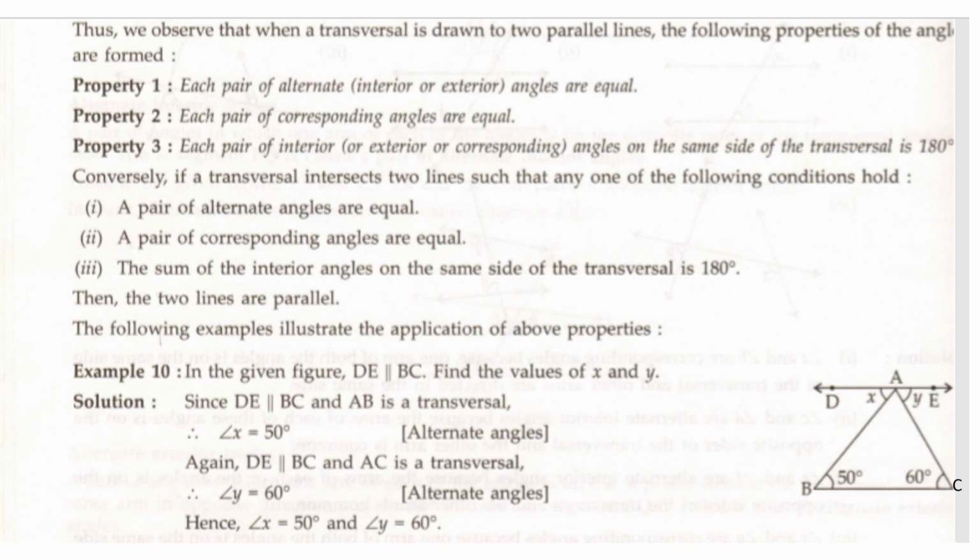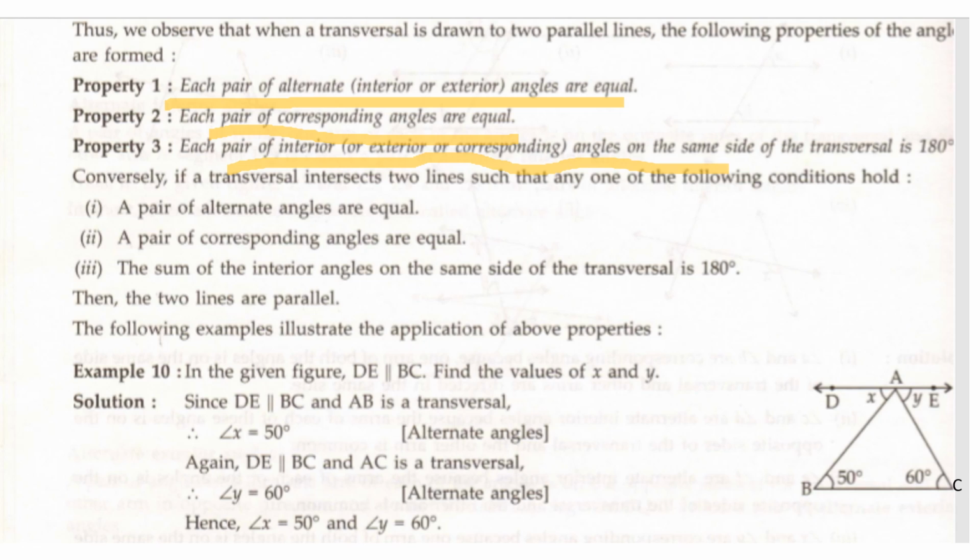Thus we observe, this is a screenshot of your book only, where they are talking about some properties. Each pair of alternate interior or exterior angles are equal. So if you know one of the interior alternate angles, you can tell the value of the other angle. Each pair of corresponding angles are also equal, and each pair of interior or exterior angles on the same side will make an angle of 180 degrees. This is what we have discussed just now.